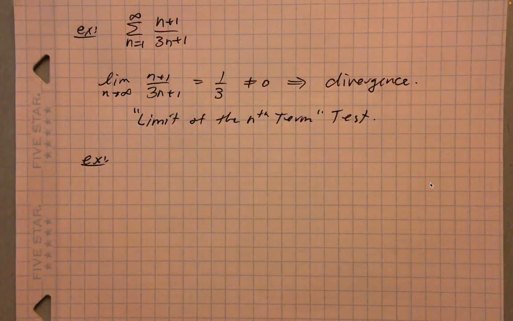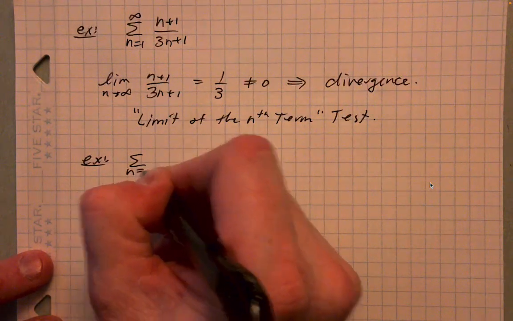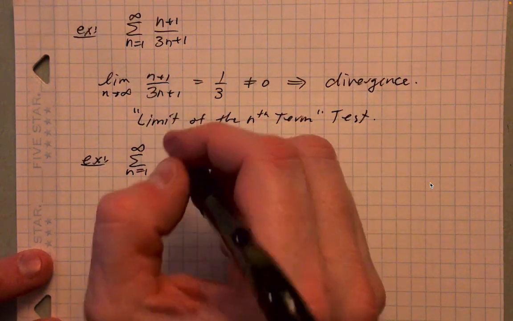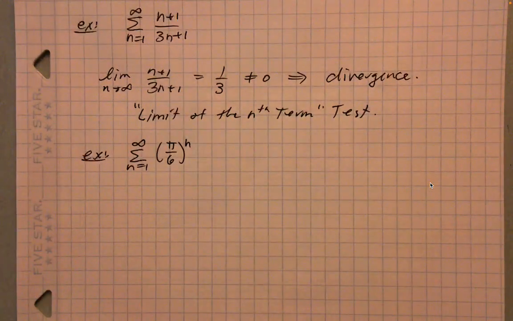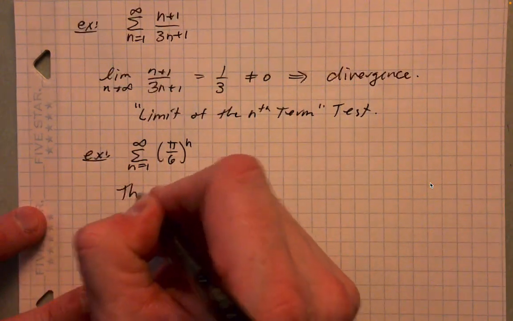Okay. What about this one? The sum from n equals 1 to infinity of pi over 6 to the nth power. Well, the pi over 6 might throw you, but this is a geometric series.